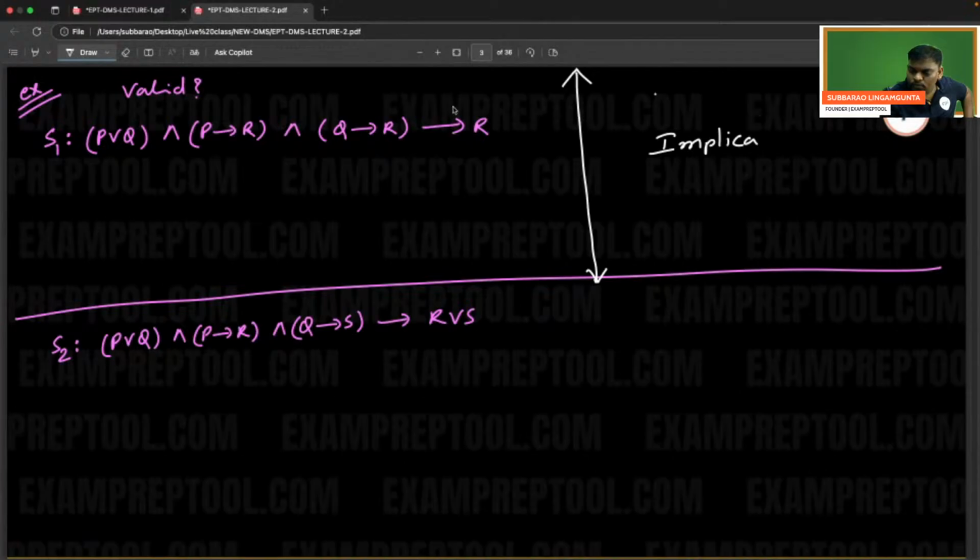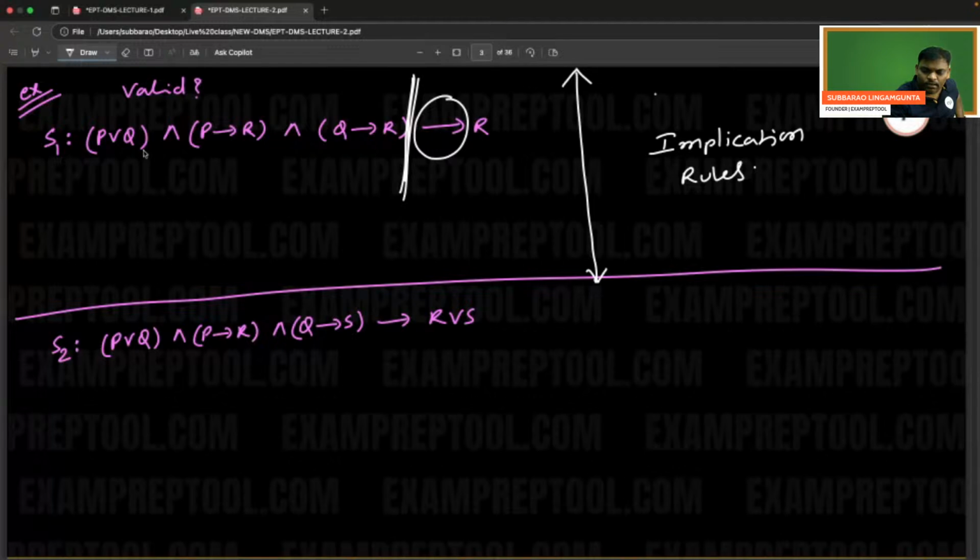To prove this, we apply implication rules. These are called implication rules. We are trying them now, so let's see one by one. Don't worry about the right side. See the left side.